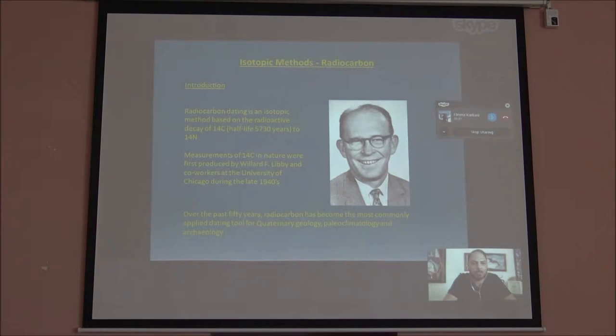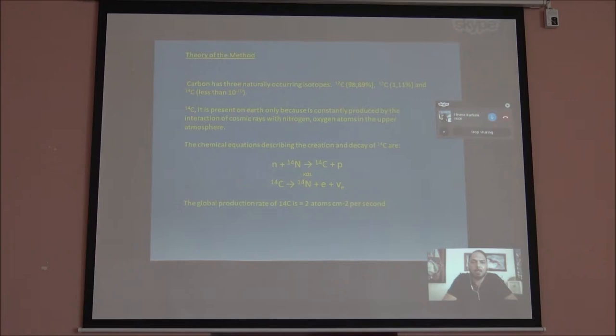The half-life of carbon-14 is 5,730 years. Measurement of the carbon was first made by Professor Willard Libby and co-workers at the University of Chicago during the late 40s. Over the past years, radiocarbon has become the most commonly applied dating tool for quaternary geology, paleoclimatology, and archaeology. Carbon has three naturally occurring isotopes: carbon 12, carbon 13, and carbon 14. As you can see, carbon 14 is in less quantity than the other two.